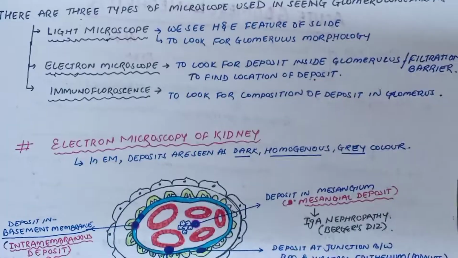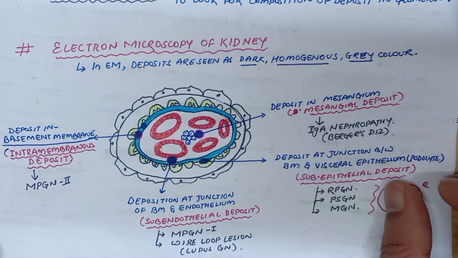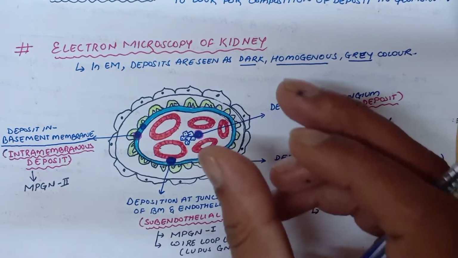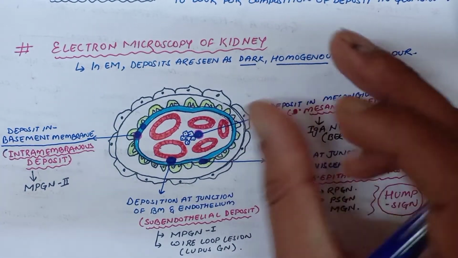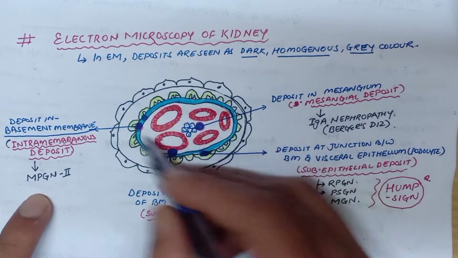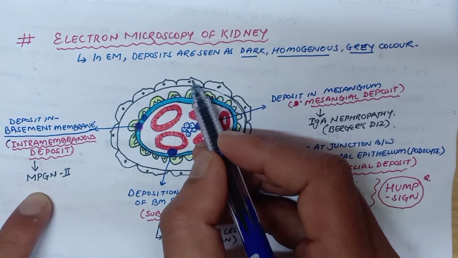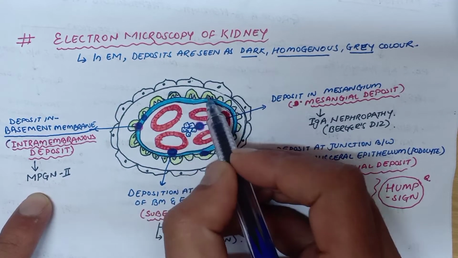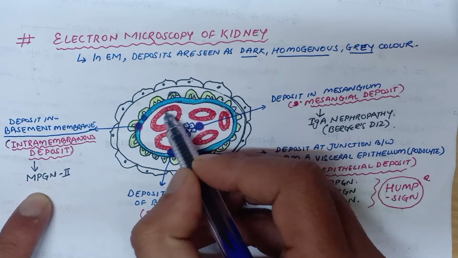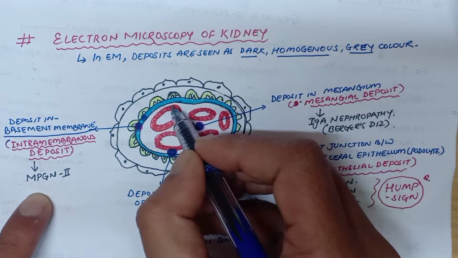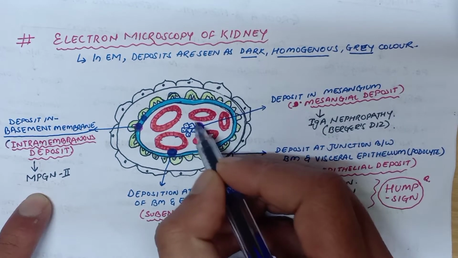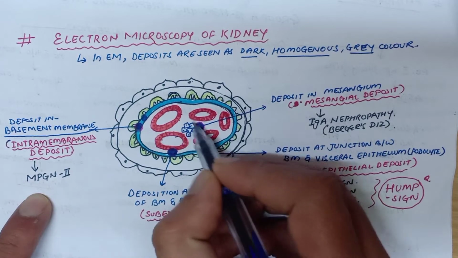Now coming to electron microscopy of the kidney. In electron microscope, the deposits are seen as dark, homogeneous, and gray in color. So if this is a glomerulus, the outer one is the parietal cells, these are the podocytes, the middle one is the basement membrane, and the inner one is the capillaries, and these are the endothelial cells of the capillaries, and in between the capillaries we have mesangial cells, which are supporting cells.